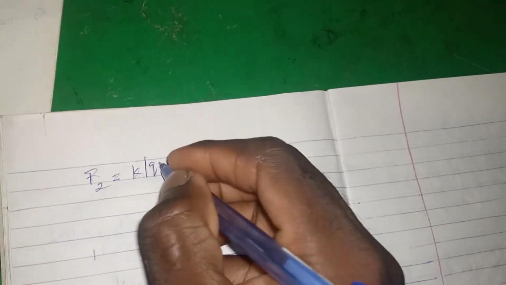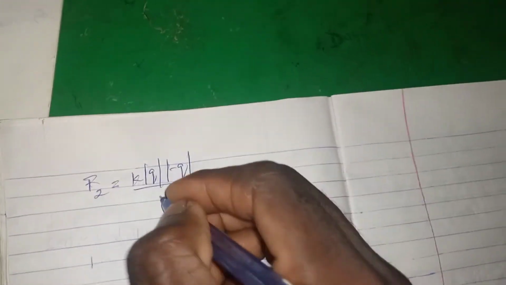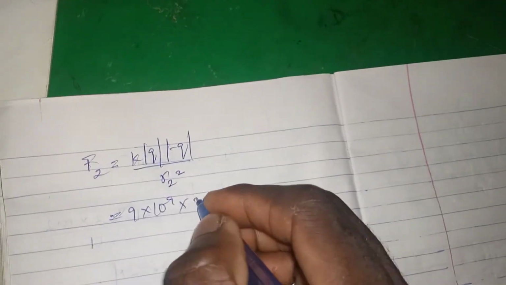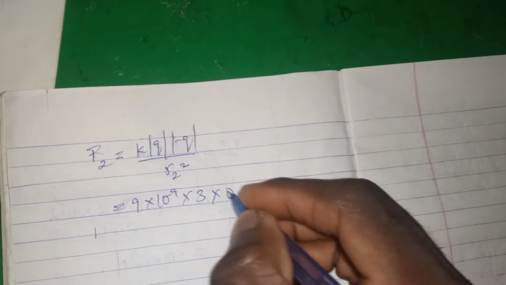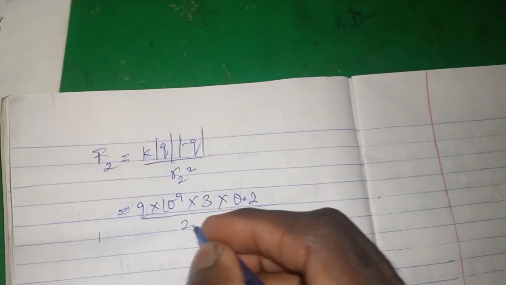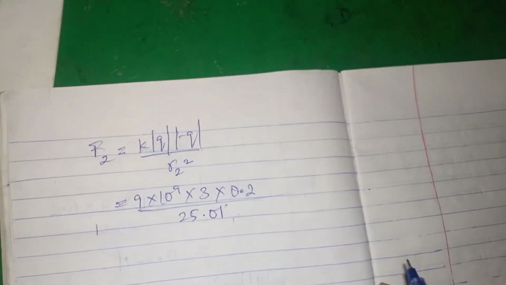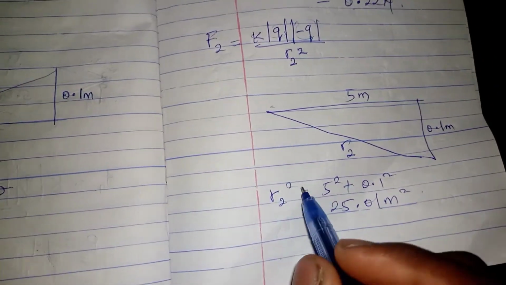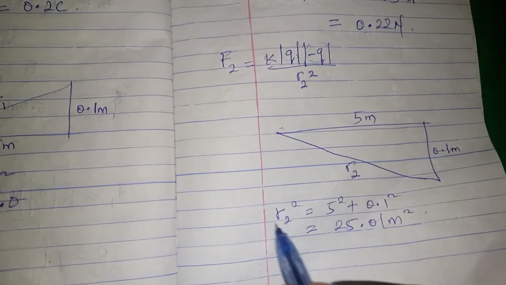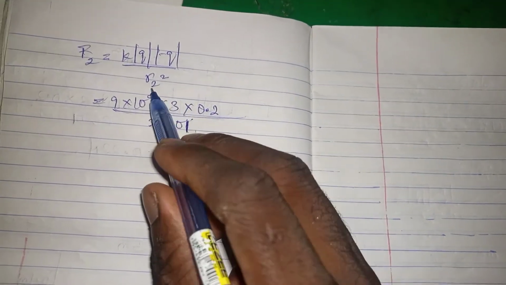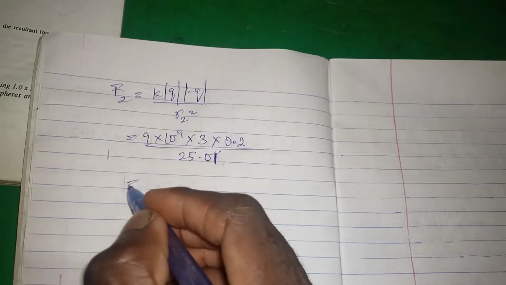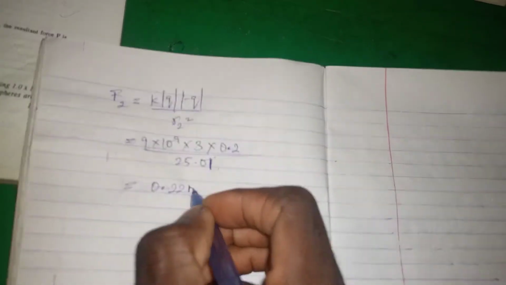K Q negative Q over R2 square. That will give you 9 times 10 raised to power 9 times 3 times, this remains 0.2 over 25.01. Definitely 25.01. You remember, please, we didn't do square root, so that's why we are leaving this R2 square. So we left it, we didn't do square root, so you cannot come here and add square again, since we left it in the square format initially when we were solving. So please just get that straight. So the total here will still give you the same thing, 0.22 Newton.